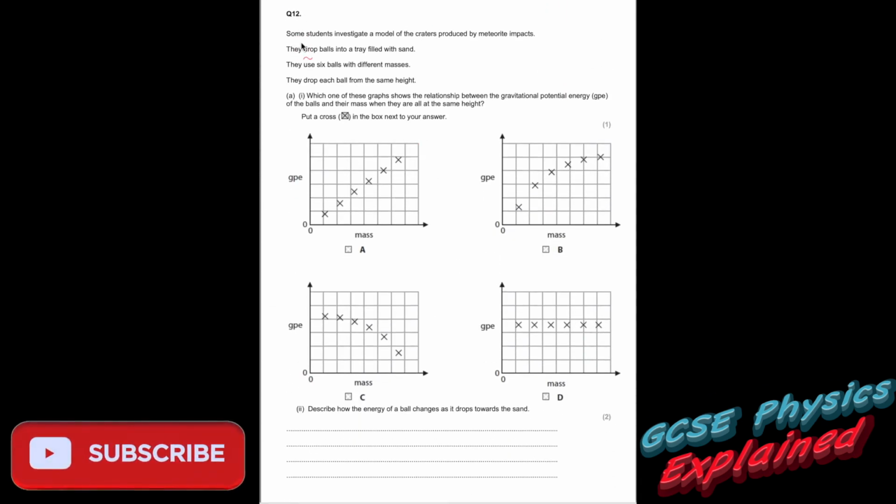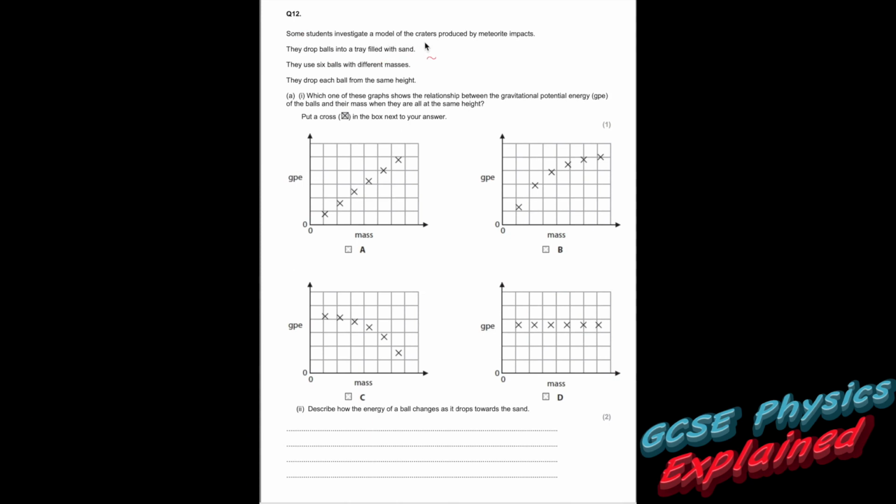Question 12. Some students investigate a model of the craters produced by meteorite impacts. They drop balls into a tray filled with sand. They use 6 balls with different masses. They drop each ball from the same height. Same height, different masses. Which one of these graphs show the relationship between the gravitational potential energy, GPE, of the balls and their mass when they are all at the same height?